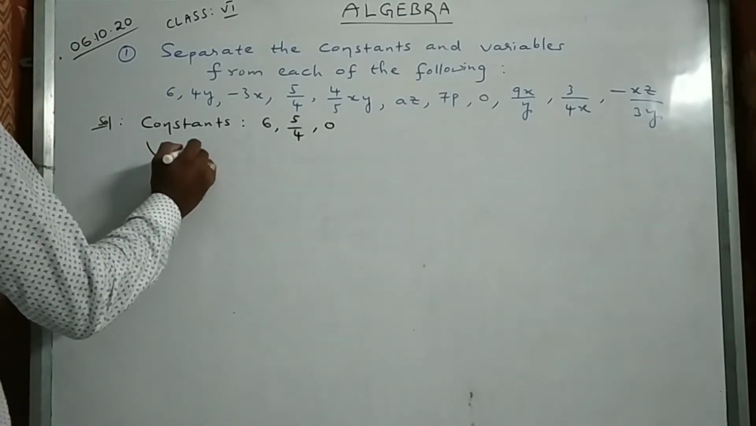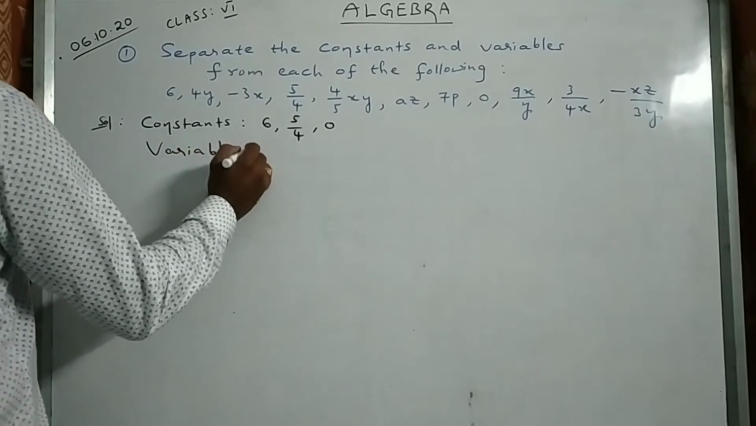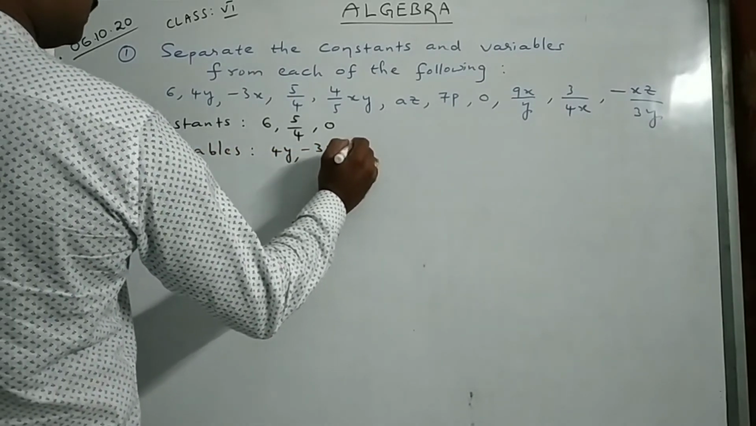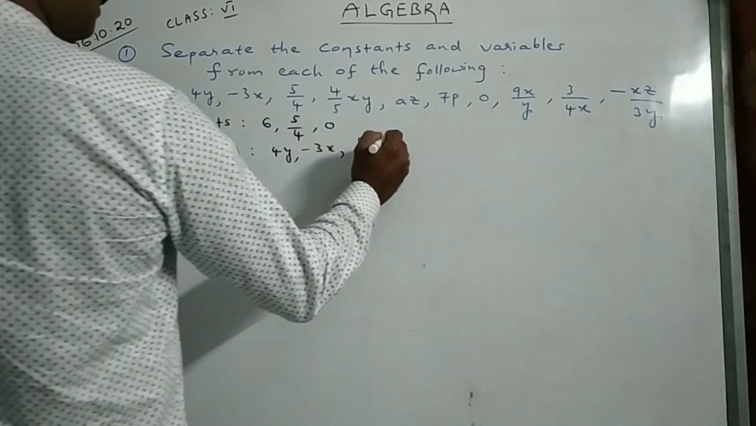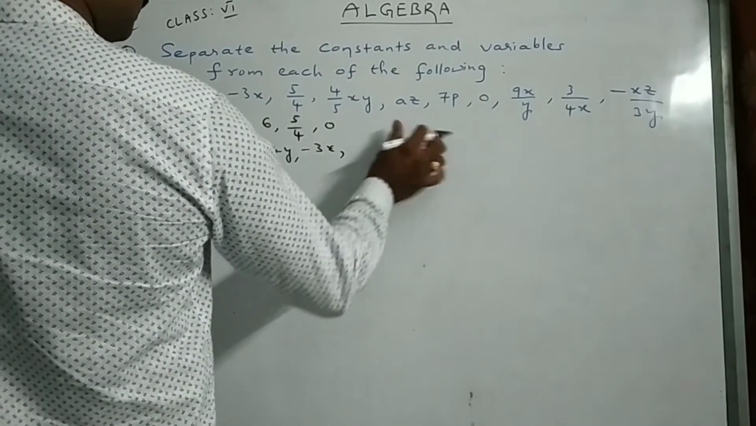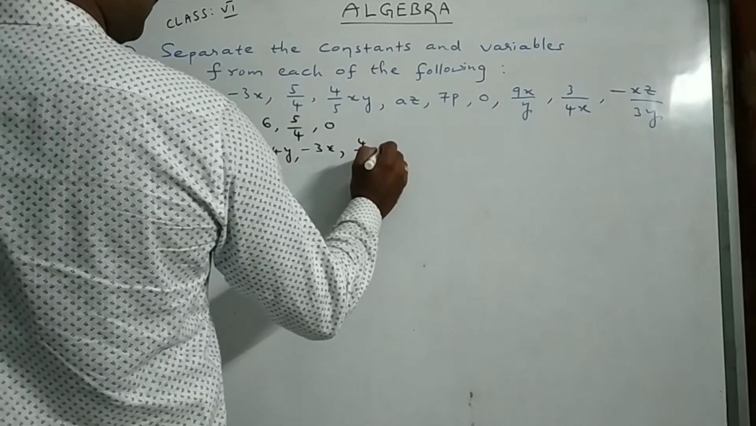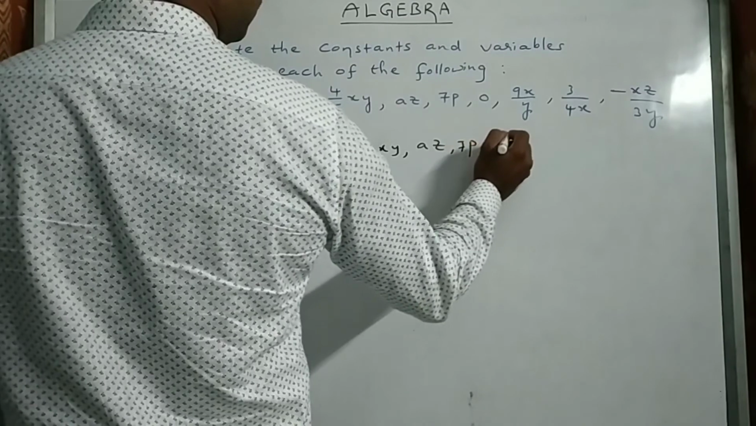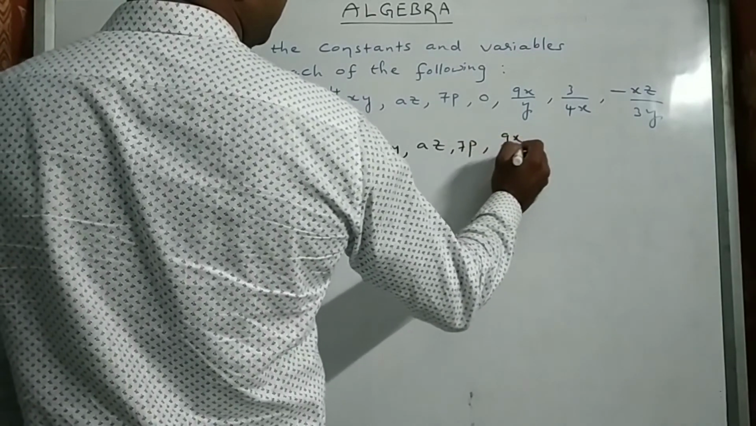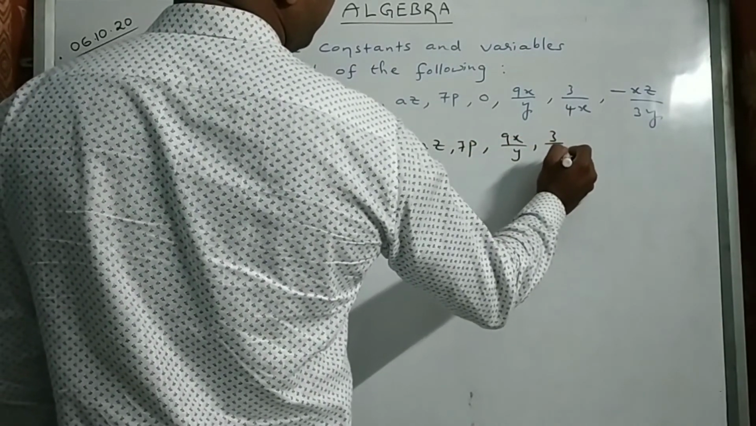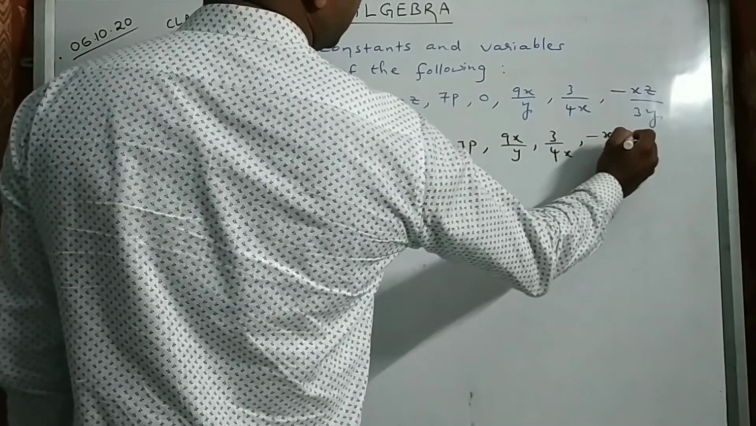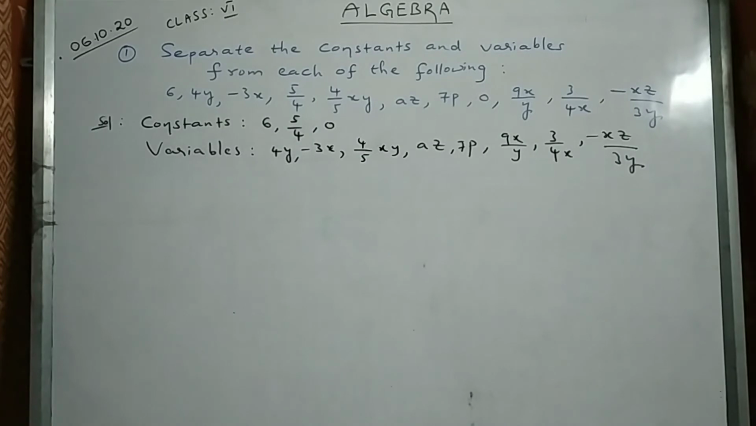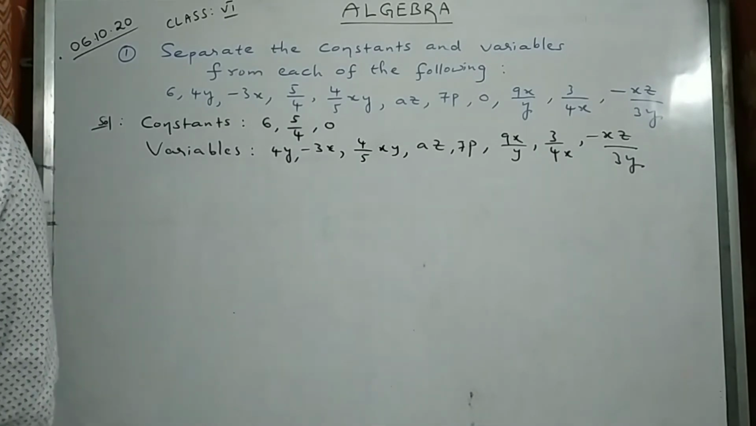Variables, rest all are variables only, no? So what are the variables here? 4y, minus 3x, 4 by 5 xy, az, 7p, 9x by y, 3 by 4x, minus xz by 3y. These all are variables only. Okay.